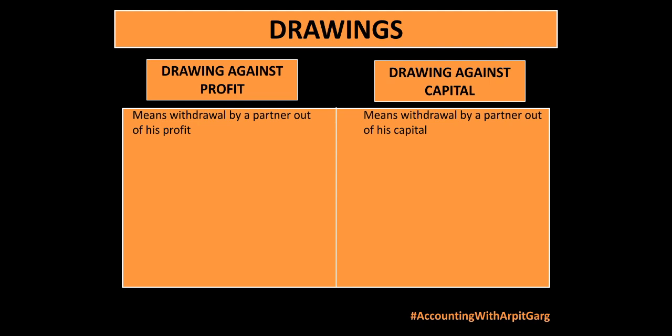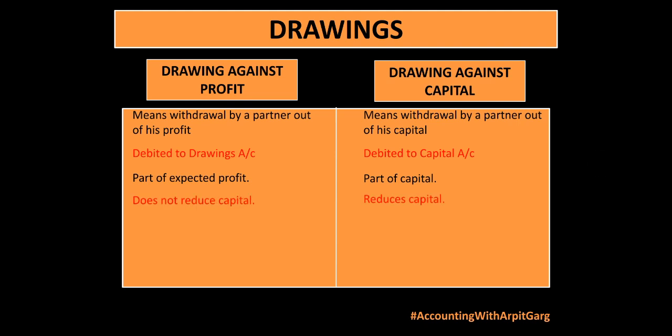Next, drawing against profit is debited through drawings account, but drawing against capital, as it is reducing our capital, will be debited to capital account. Then it is part of profit and another one is part of capital. Drawing against profit does not reduce capital. Drawing against capital reduces capital.